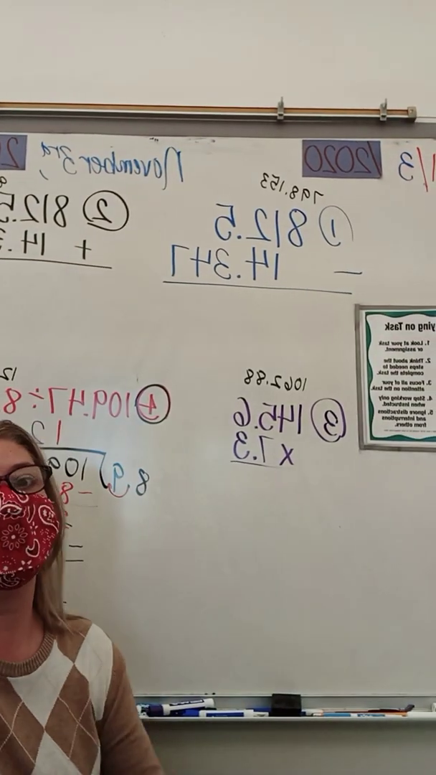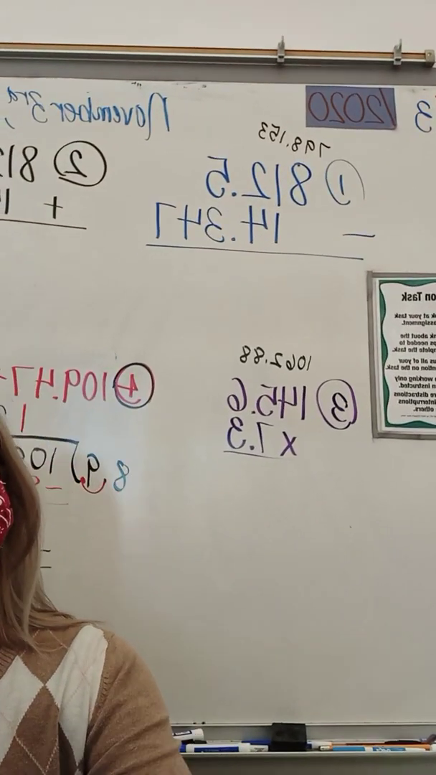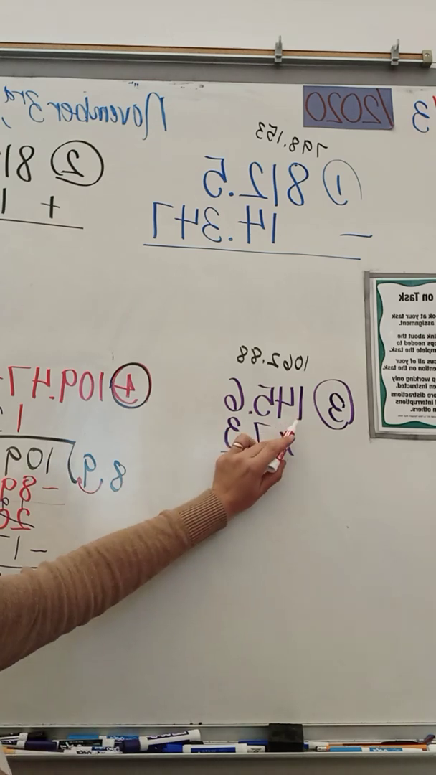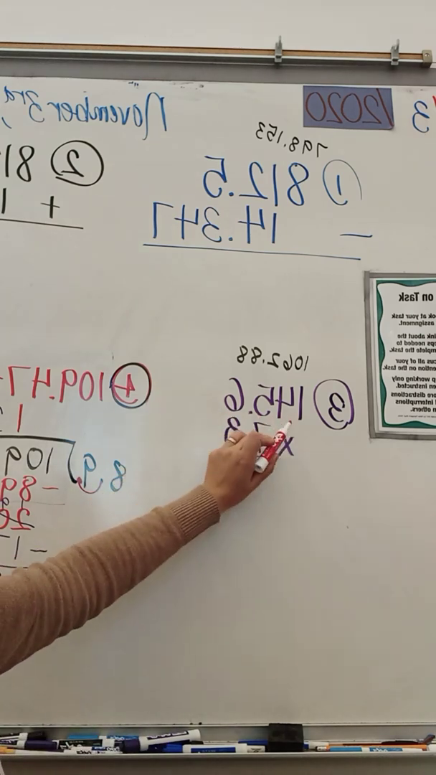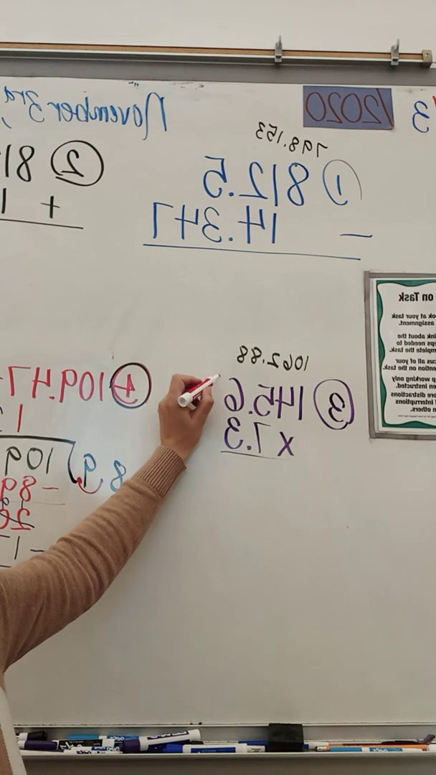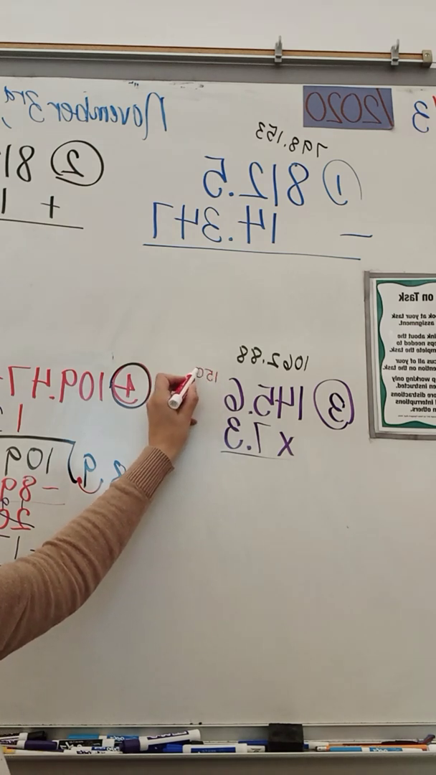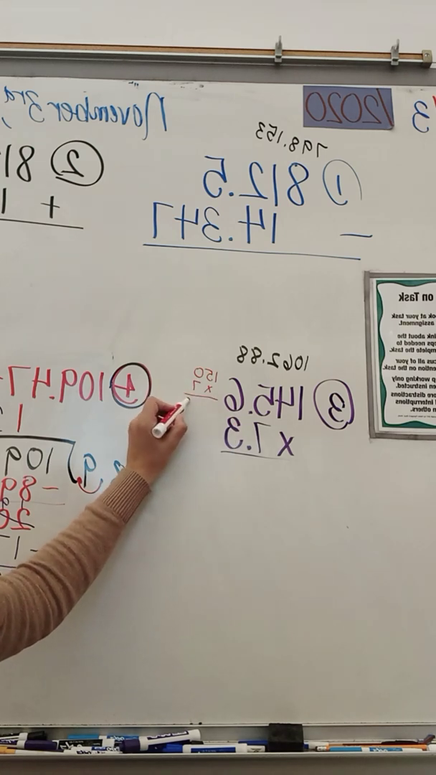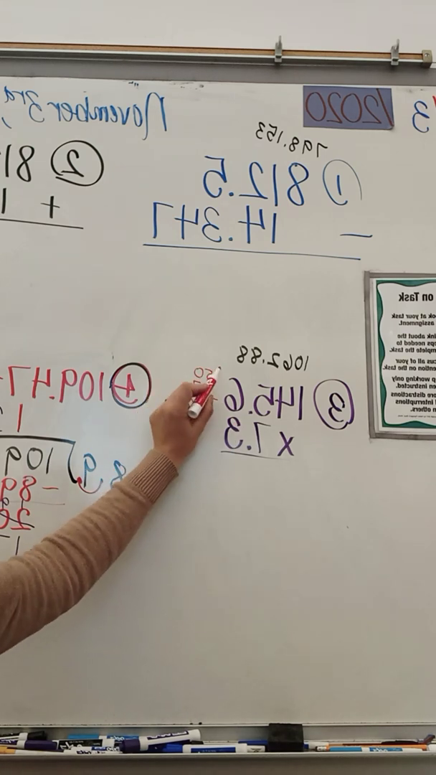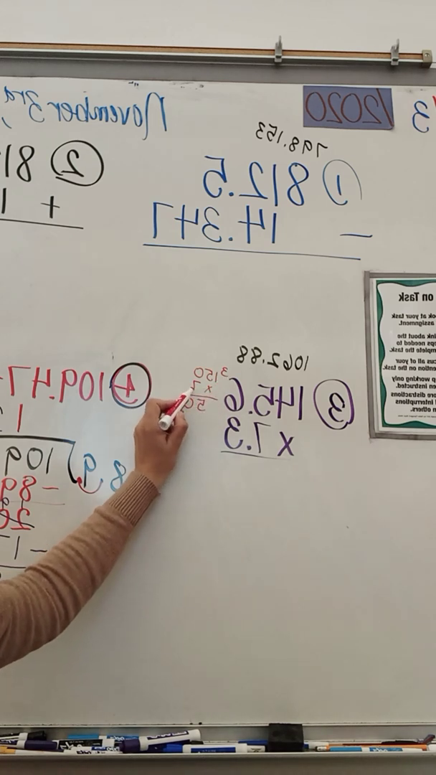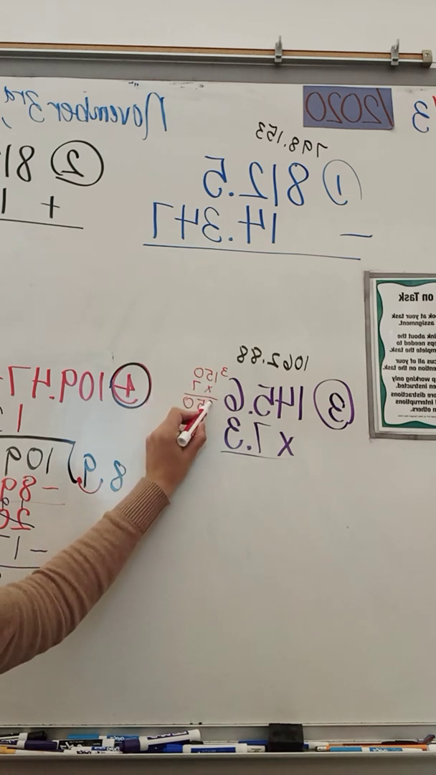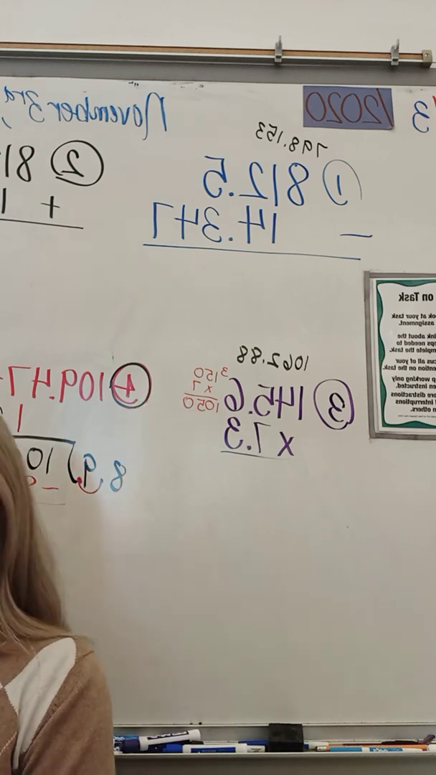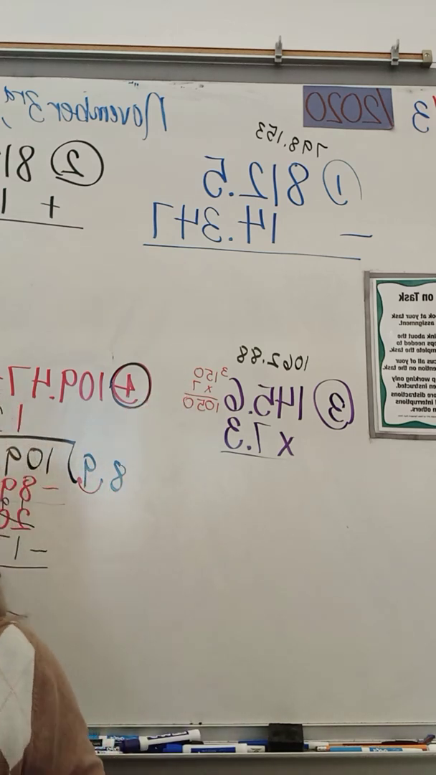All right, number 3. I'm gonna estimate first. 145.6 is, let's say, 150. 7.3 is 7. 7 times 0 is 0. 7 times 5 is 35. 7 times 1 is 7 plus 3 is 10. If you did not write your estimate, which I'm pretty sure you didn't, do that now, okay? Here's my little estimate. So I know my answer has got to be something like 1,050.